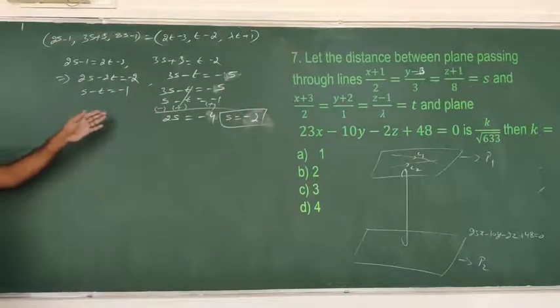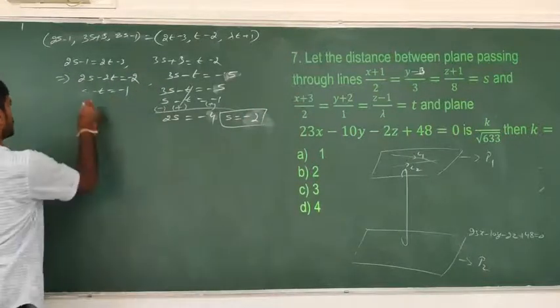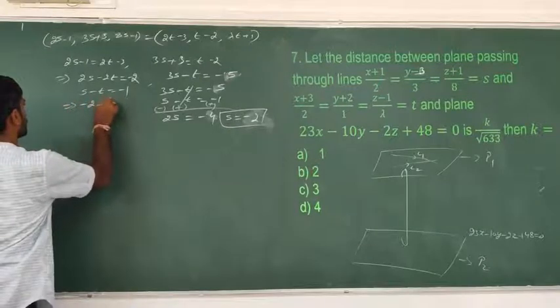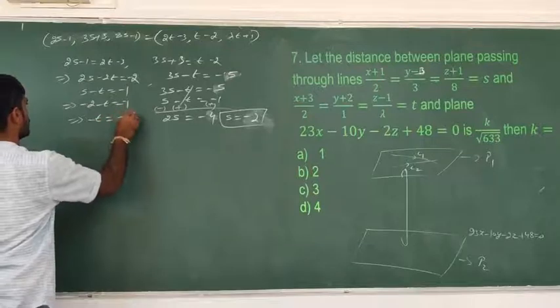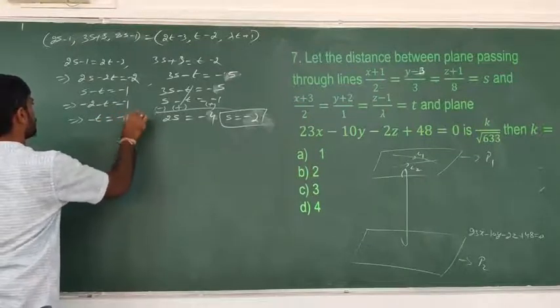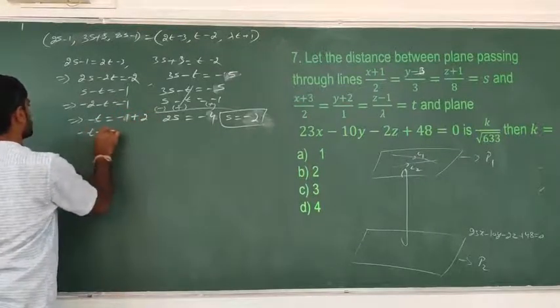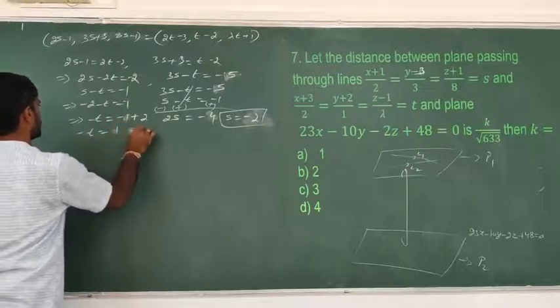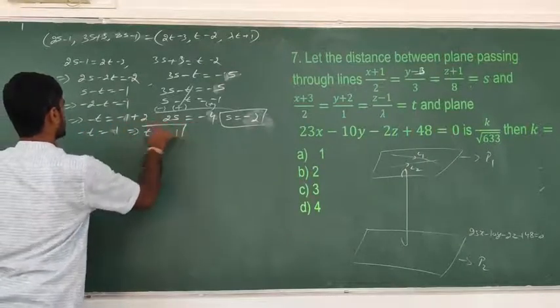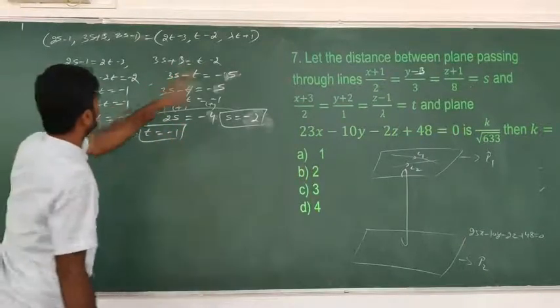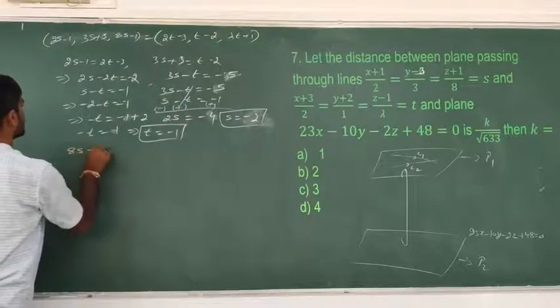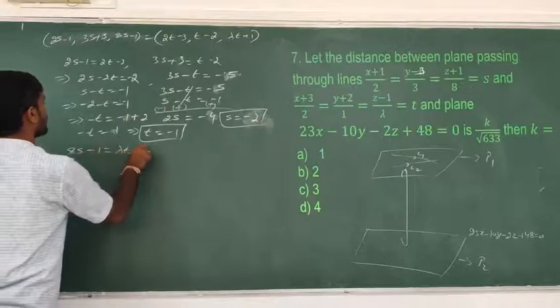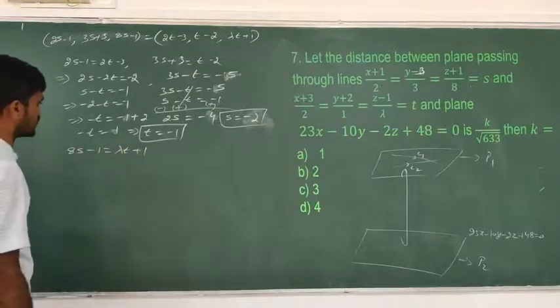Similarly, substitute s is equal to minus 2. Then this becomes minus 2 minus t is equal to minus 1. So this implies that minus t is equal to minus 1 plus 2, so t is equal to minus 1. So let's substitute t is equal to minus 1. Then we have 8s minus 1 is equal to lambda t plus 1.